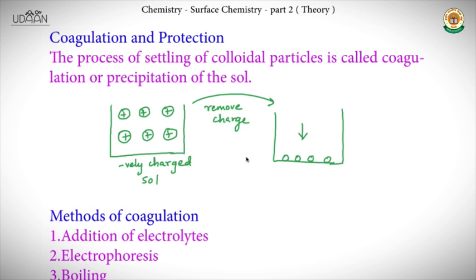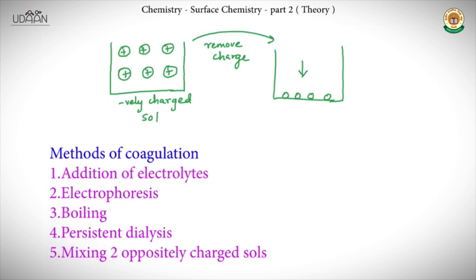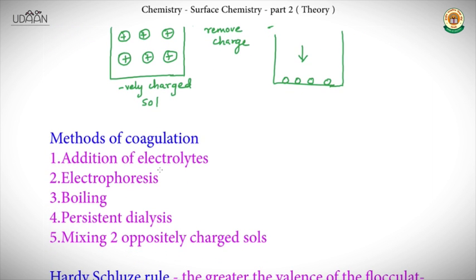So there are various methods which can be employed for precipitation or coagulation. The first is addition of electrolytes. If electrolytes are added, then colloidal particles get precipitated. Why does that happen? They interact with the ions, and if the ions carry opposite charge to that present on the colloids, then the charge will neutralize. The particles lose their charges, and finally they will precipitate. Coagulation will occur.